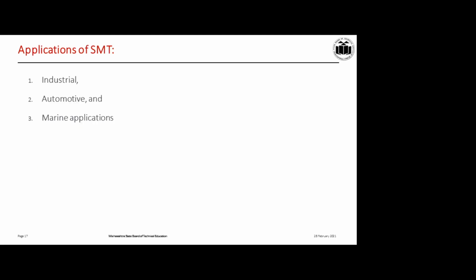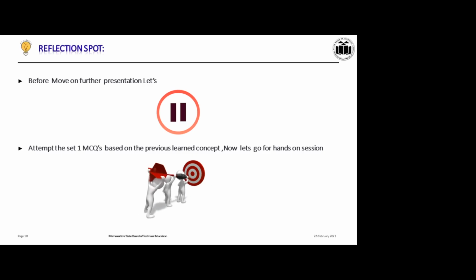These are the application areas of SMT. SMT is used to mount SMT components, and these SMT component circuits are used in industrial areas, automotive and marine applications. So here is the reflection spot. Go through the next presentation.